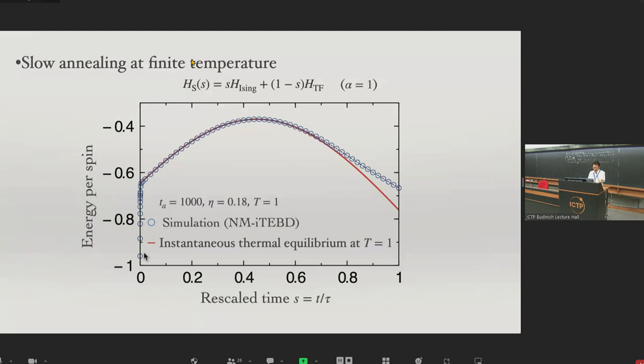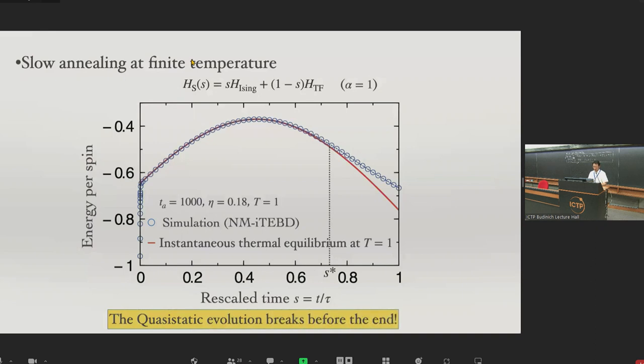Initially the system is in the ground state of the spin Hamiltonian, which is not a thermal equilibrium. But the system rapidly relaxes to the thermal equilibrium, and evolves quasi-statically, and near the end of annealing, the system deviates from the quasi-static evolution. So here is a time where the system deviates from the equilibrium. So the quasi-static evolution breaks before the end.